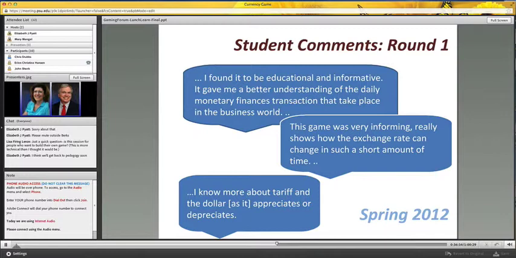I found it to be educational and informative. It gave me a better understanding of the daily monetary finance transactions. The game was informing, really shows whatever. I know more about tariffs and dollars than I did before.